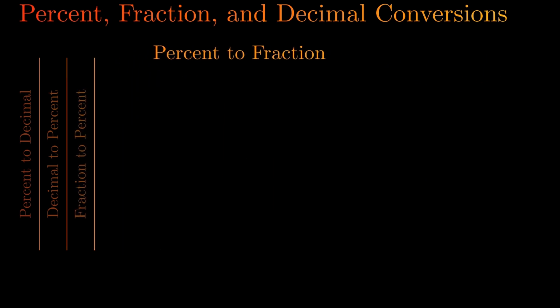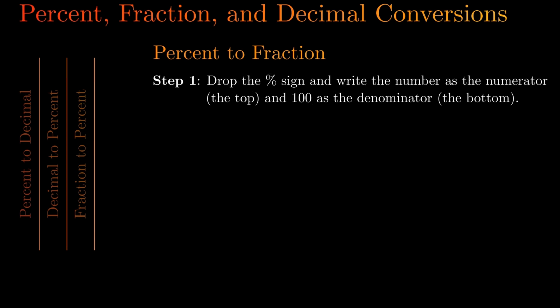Last but not least, let's go from percent to fraction. This one is actually the most literal translation. Remember, percent means per 100. So to turn a percent into a fraction, you just put the number over 100. Step 1. Drop the percent sign and write the number as the numerator, the top, and 100 as the denominator, the bottom. Let's try 60%. First, we write it as a fraction, 60 over 100.